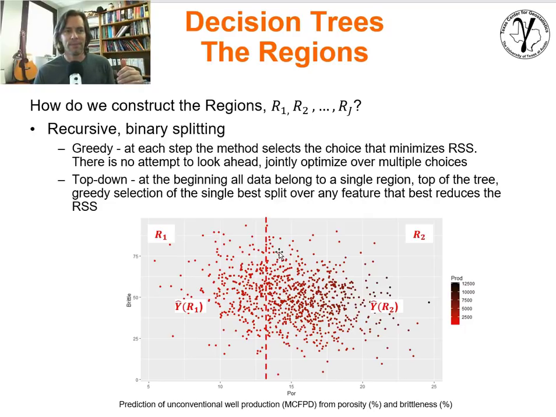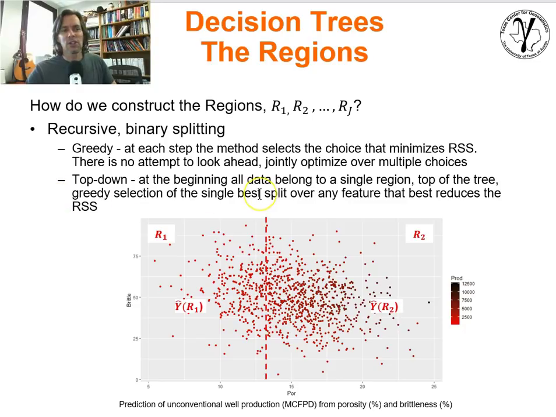And we will find the very best split that provides us with the minimum RSS, residual sum of squares, at that point. We're not looking ahead. We're not making any effort to jointly optimize anything. We're greedy. We're short-sighted. At every step, how do I do the best job right now? It's top-down because you're going to start with all the data belonging to a single region. And so this is the stem of the tree, the top. I should say it's really like the base of the tree. But anyway, it's the stem, it's the beginning, the trunk.